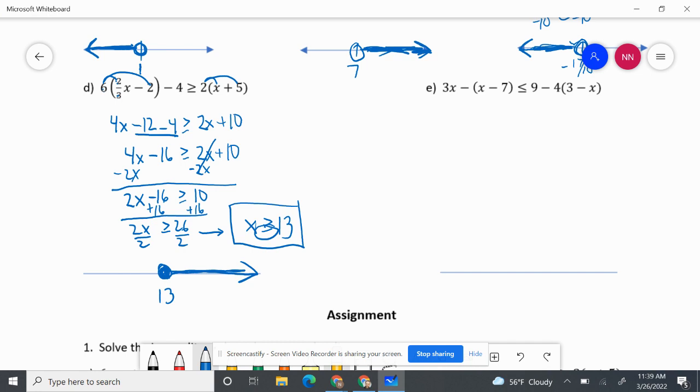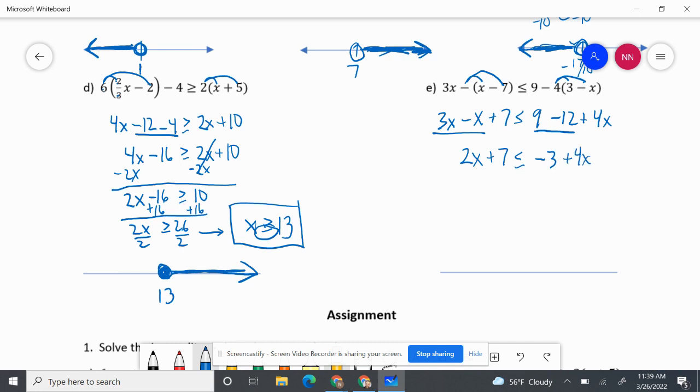For the next one, I'm going to distribute the negative to each of the terms. So 3x minus x plus 7. I have 9, and I distribute the negative 4. So that gives me negative 12 plus 4x. Combine the like terms. That gives me 2x plus 7. Combine the like terms. That gives me negative 3 plus 4x.